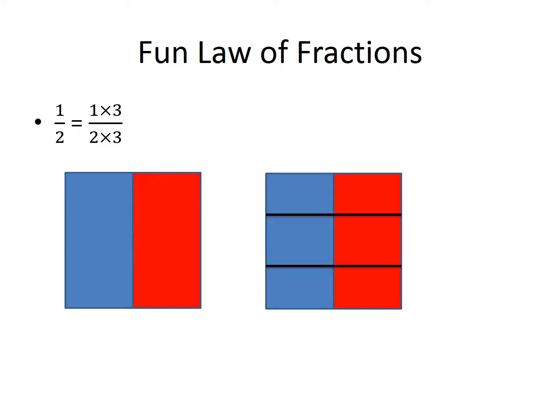However, on the left side, I'm using it as one part out of two equal parts, 1/2. And on the right, the blue is 3 equal parts out of 6. So the blue represents 3/6. And as you can see, the blue parts are the same out of the same whole, so they are equivalent as areas.